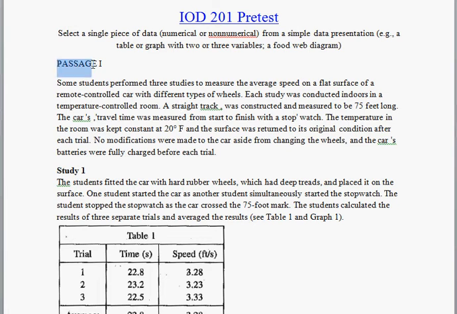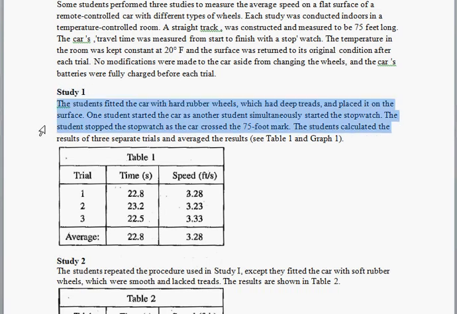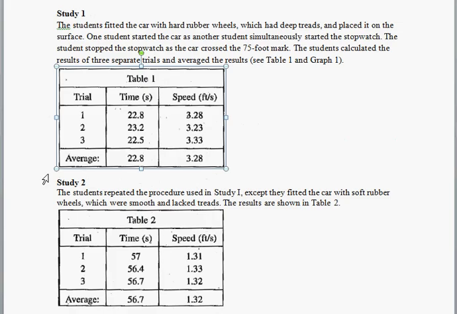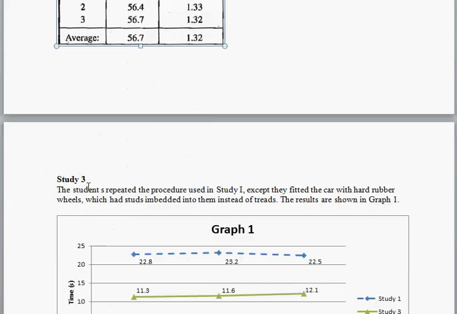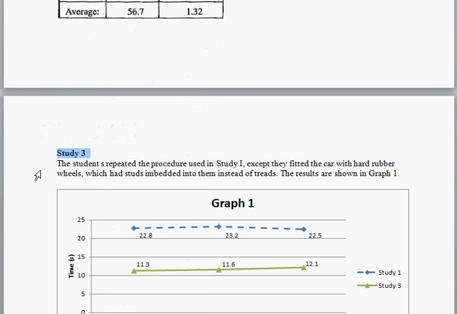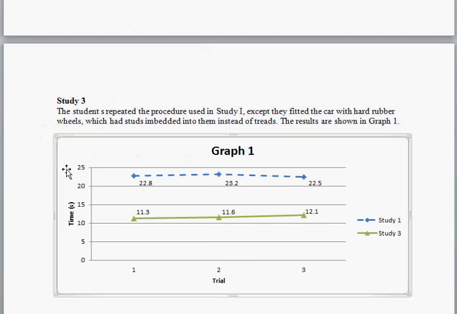So for instance, here's the title, passage 1. Here's a block of text. Here's a subheading, study 1. Here's a block of text. Here's a table, table 1. There's another subheading, study 2. Here is some text. Here's a table, table 2. Here's another subheading, study 3. Here's some text, and here's a graph.